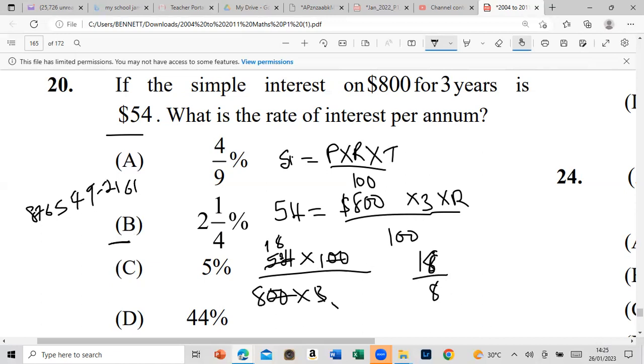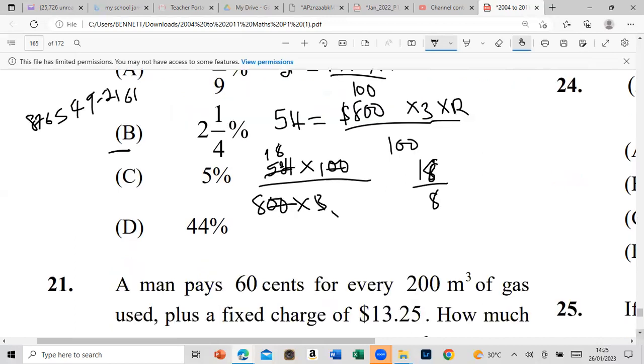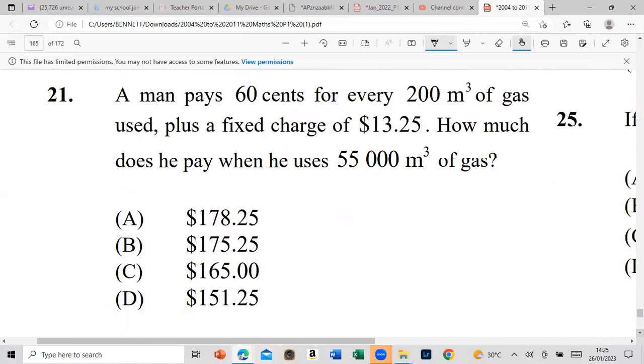Alright, so let's move on to 21. A man pays 60 cents for every 200 mg of gas used, plus a fixed charge of $13.25. How much does he pay if he uses 55,000 mg of gas? Alright, so first, I would say we need to know how many 200 mg are in 55,000. So we're going to be dividing by 2.